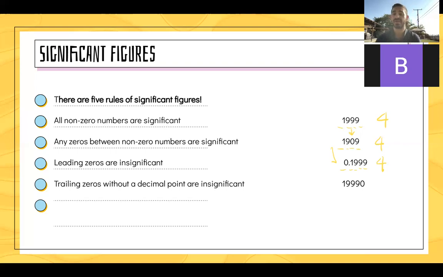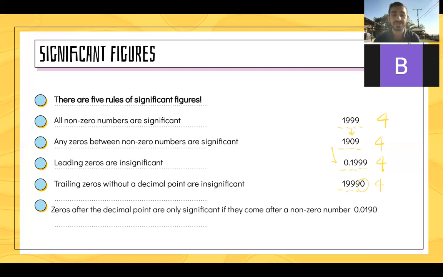Trailing zeros without a decimal point are insignificant. So again, we have 4 non-zero numbers. So we definitely have at least 4 significant figures, but we have this trailing 0. Now, if that trailing 0 had a decimal point, it would be significant. However, in this number, there is no decimal point afterwards. We still only have 4 significant figures because that 0 is insignificant.